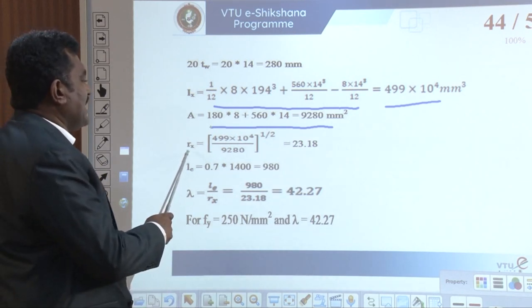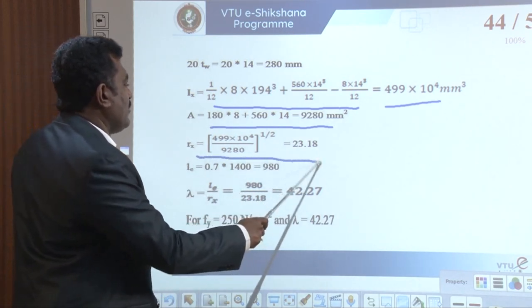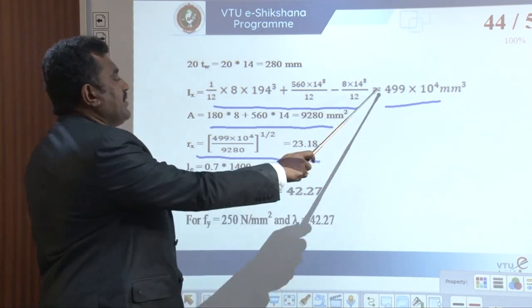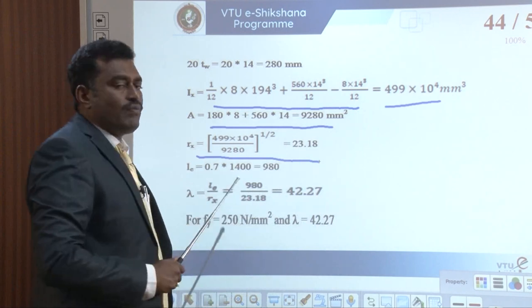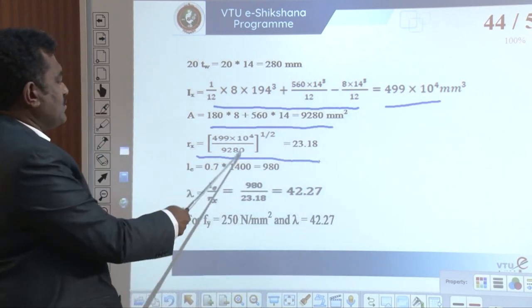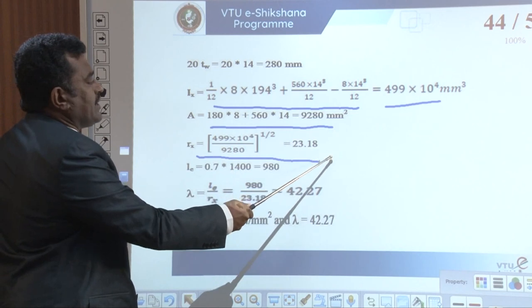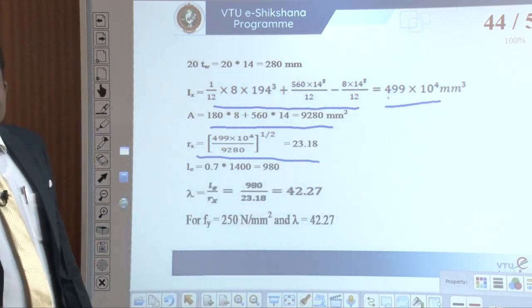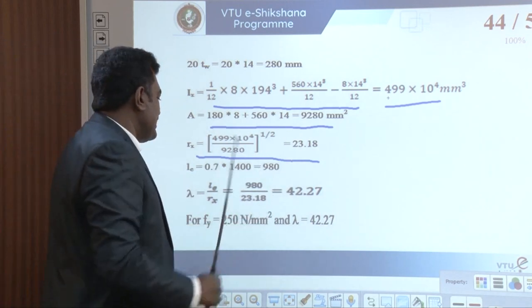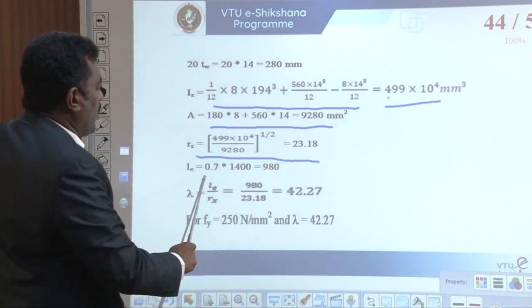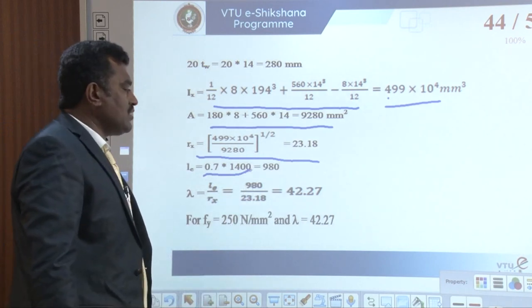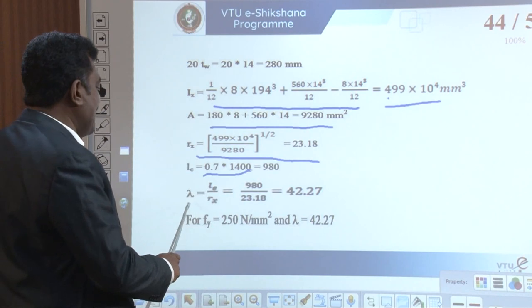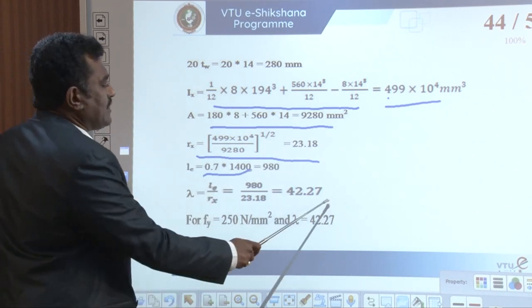Then the r_x value will be the root of I by A, that is (I by A) to the power of 0.5. I by A gives this, and this divided by this value, to the power of 0.5, gives 23.18. Then the effective length is equal to 0.71400, which is equal to 980.